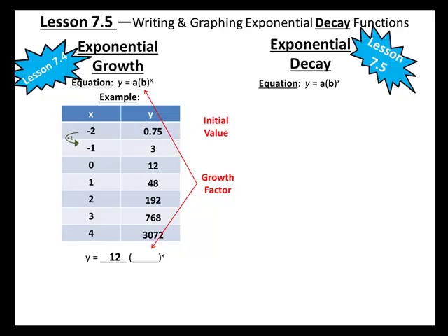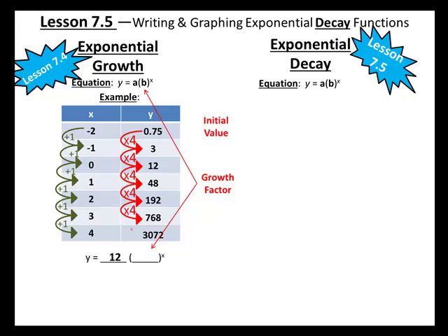We should check and see, does this work every time x goes up 1? Does y go up by multiplying by 4? If you check with the calculator all these values through the table, you would find that you are always multiplying by 4. So our growth factor is 4, and our equation would be y equals 12 times 4 to the x power.